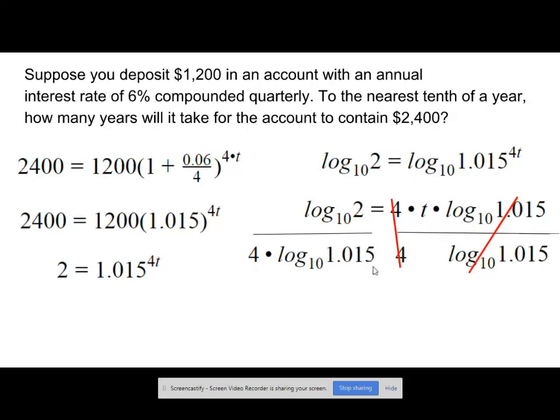And if you type this in your calculator, you get this. And the decimal keeps on going. The problem said to the nearest tenth of a year, so it'd be about 11.6 years, a little over a year and a half. And that's how long it would take.